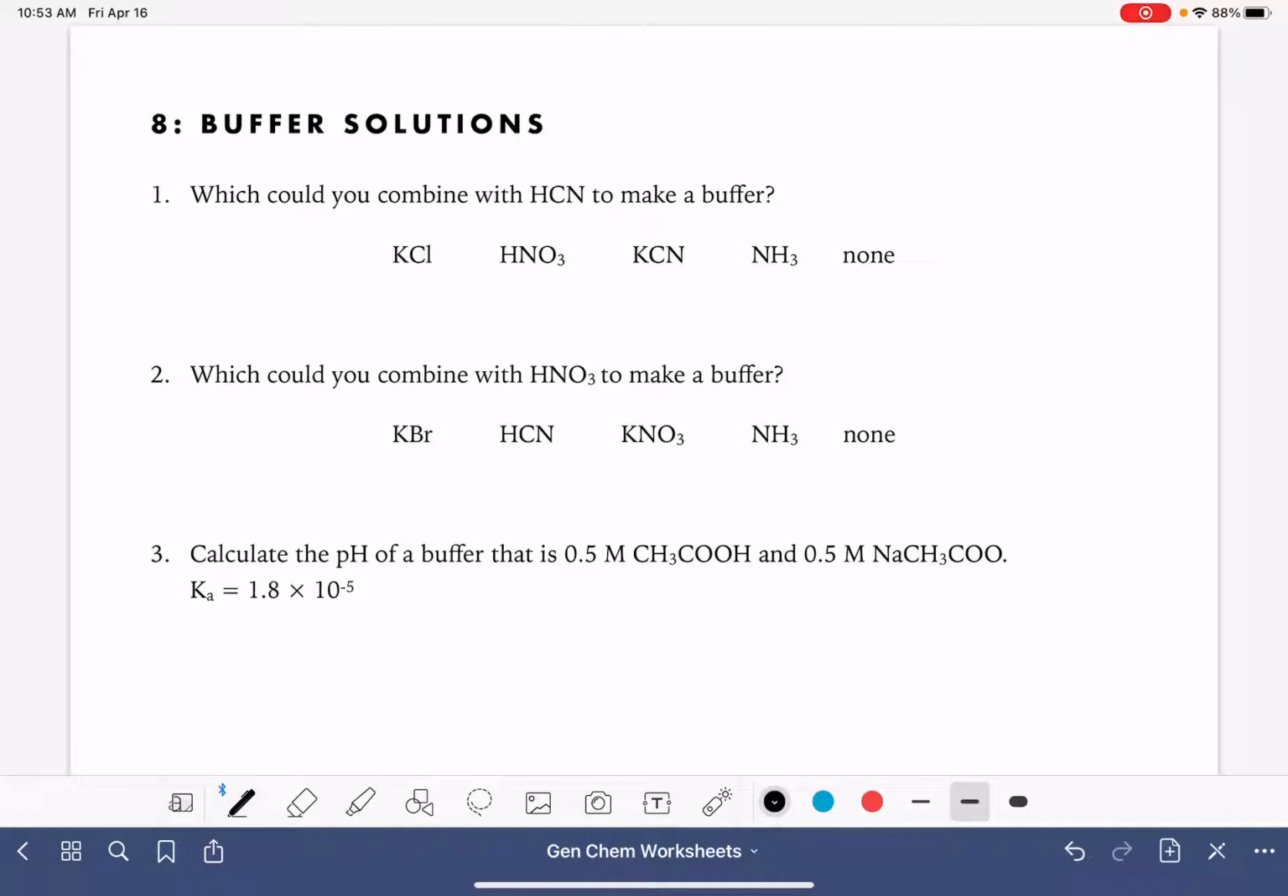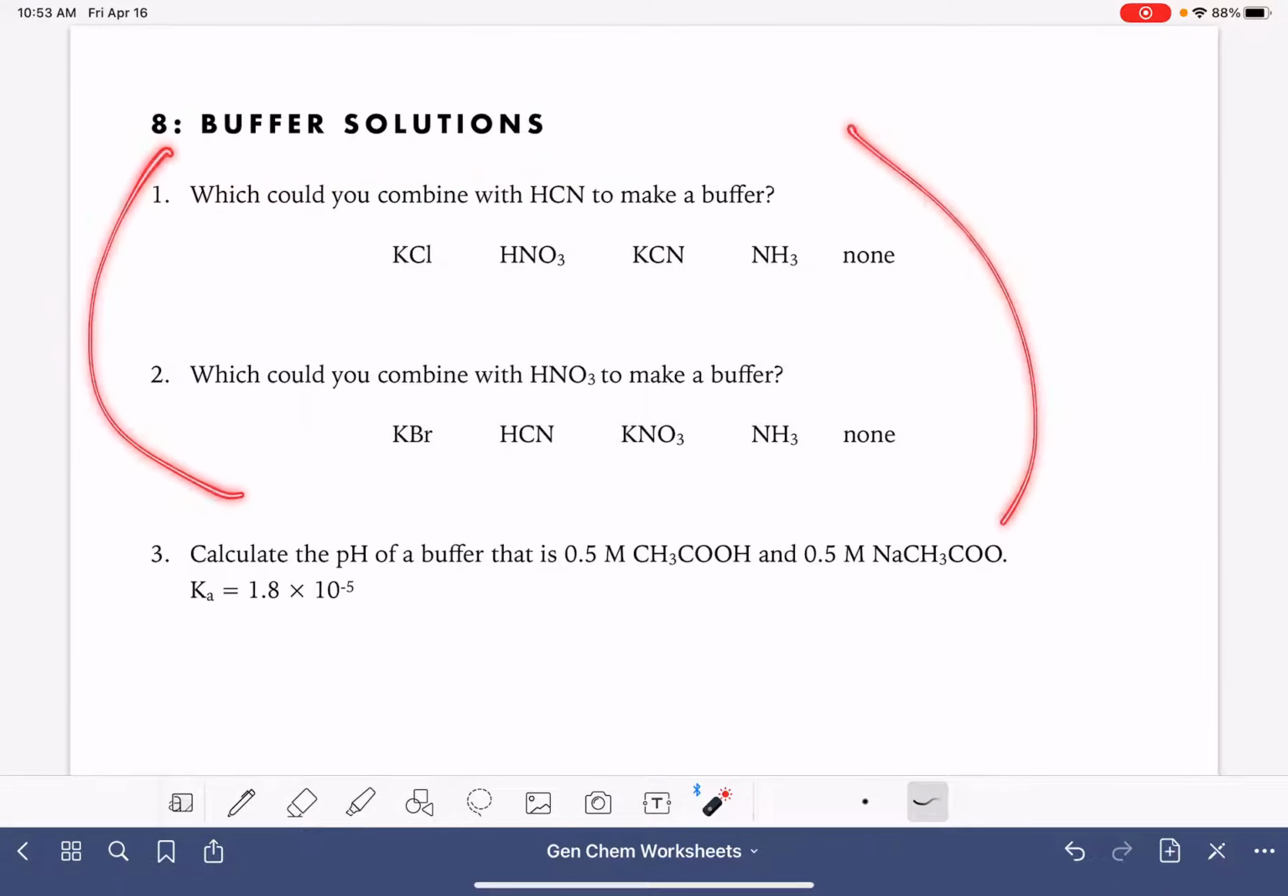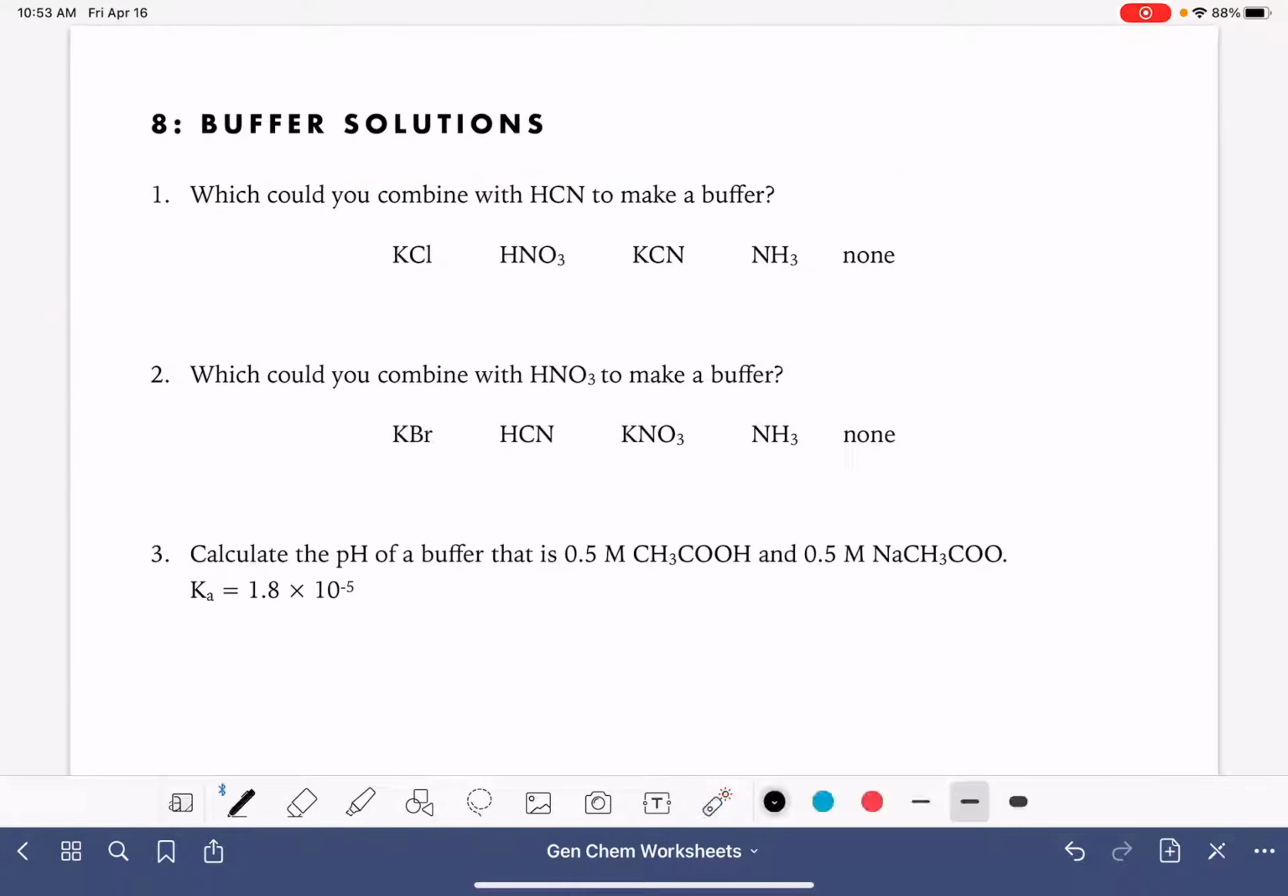On this worksheet, we're going to do a few different types of problems related to buffers. The first two problems are just asking us what we could combine with a molecule to turn it into a buffer. And as a reminder, there are two components of the buffer, and there are some rules about those two components. First of all, neither one of them can be a strong acid or a strong base.